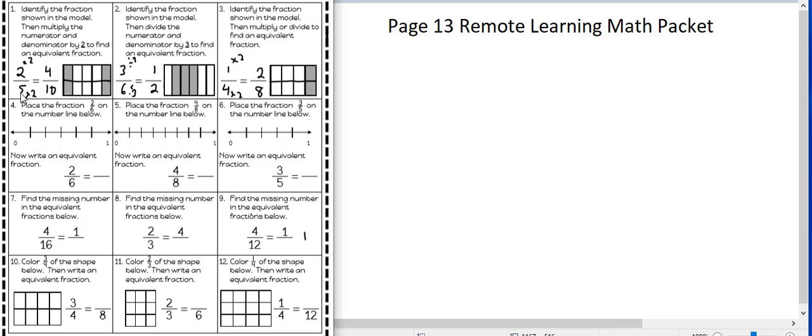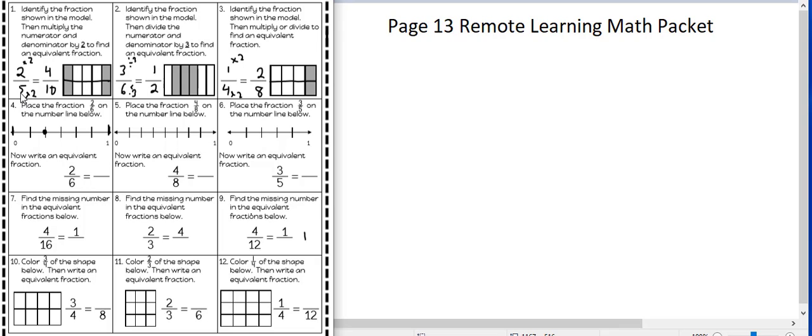All right, now numbers 4, 5, and 6, daggone it, they're tricky. Usually we would put a mark here, and they don't have that. They have the number there, but they didn't mark it. They're saying it's broken into 6 pieces, and you need that. So there's 1, 2, 3, 4, 5, 6. They didn't put those marks there, and I don't like that. So place the fraction 2/6 on the number line below. So 1, 2. That would be right there.